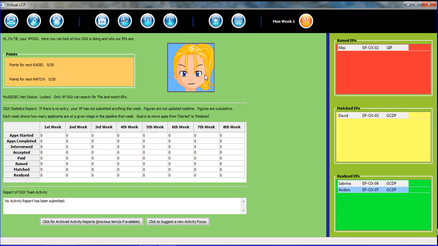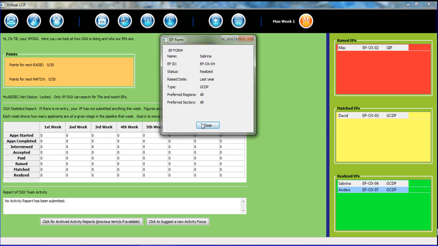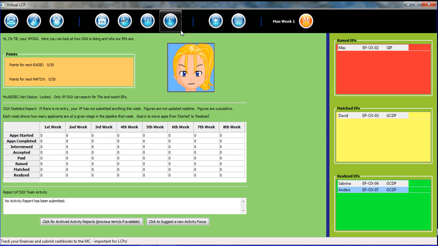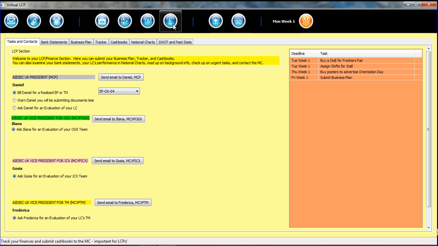And lastly, here is finance. Now, buy a stall for Freshers Fair, deadline tomorrow. Sign shift, deadline tomorrow. Great. We could contact the MC here. I'm not going to do that for the moment. Bank statements. Nothing in. Oh, here's the business plan Daniel wanted us to fill out.